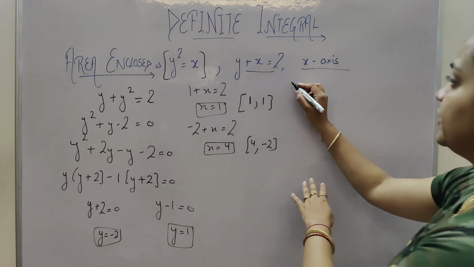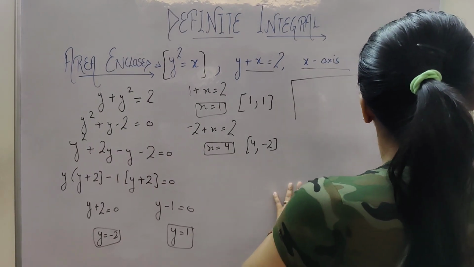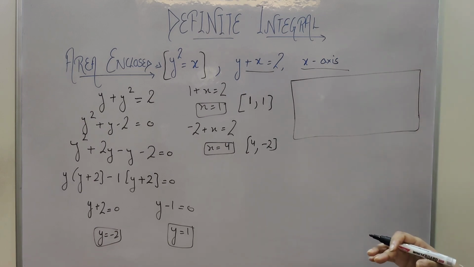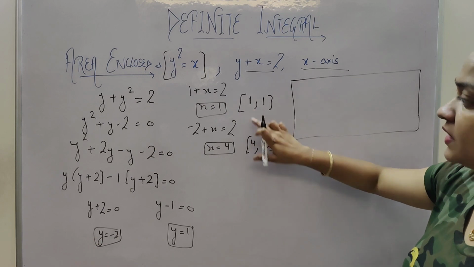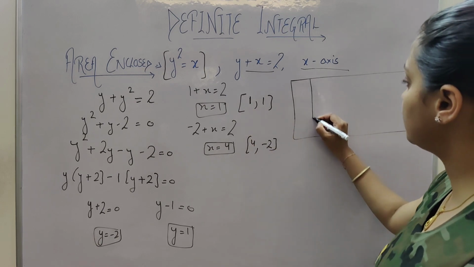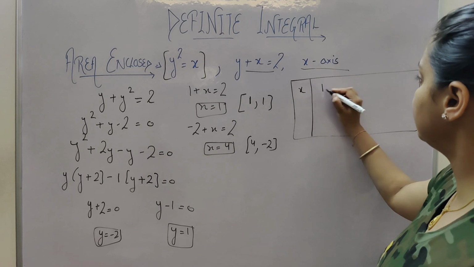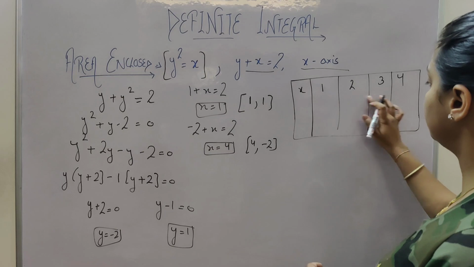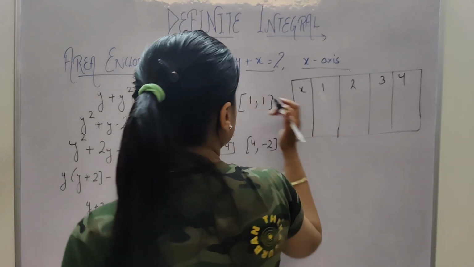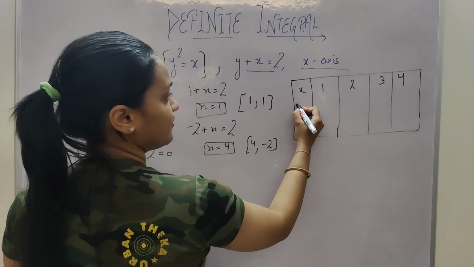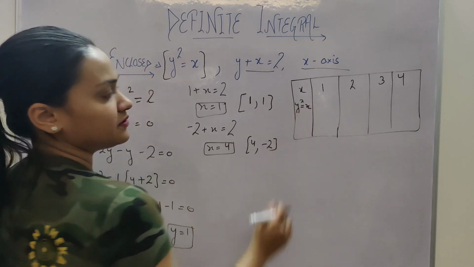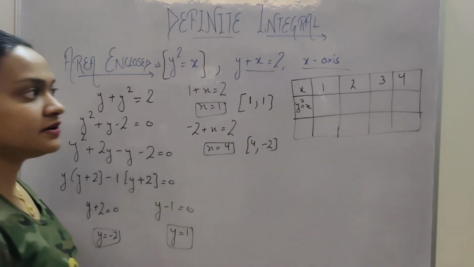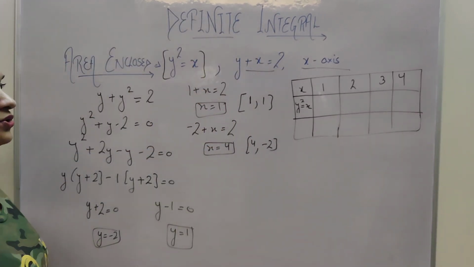First of all, we have to make a table. In this type of question, it is very important to make a table of the points between 1 to 4. So your x values are 1, 2, 3 and 4. And your values are, firstly, this is a parabola, y square is equal to x. We have to calculate the value of y if the x's are 1, 2, 3 and 4, so that we get a clear view of how the graph is to be drawn.